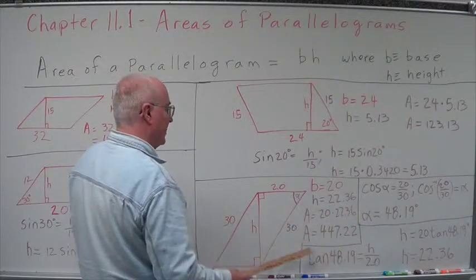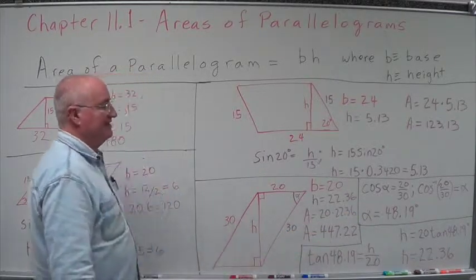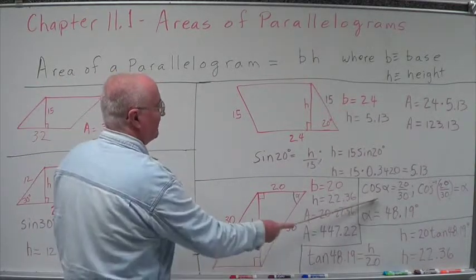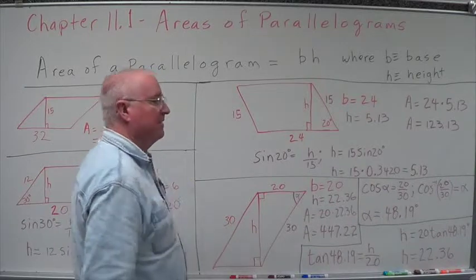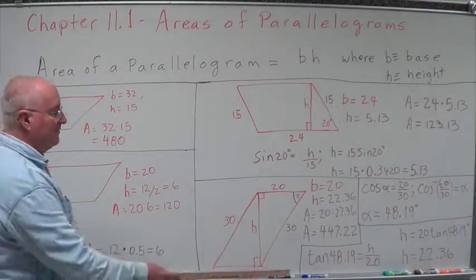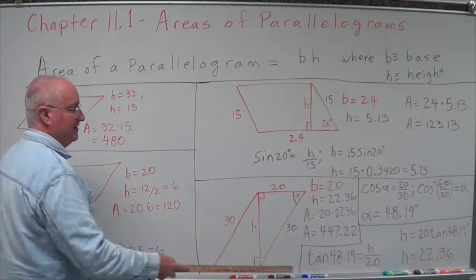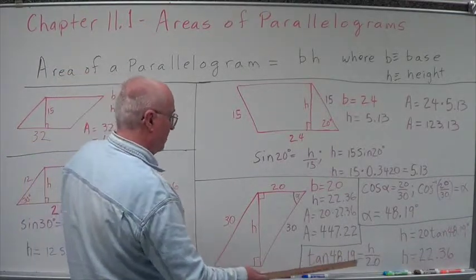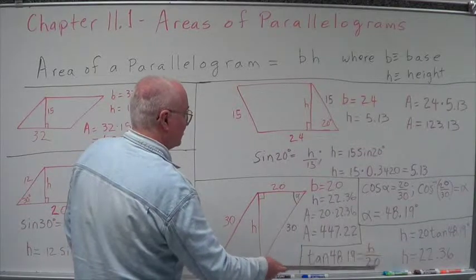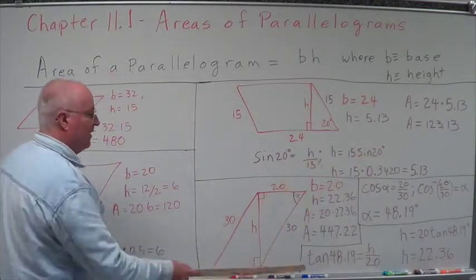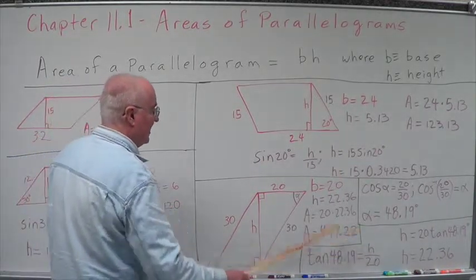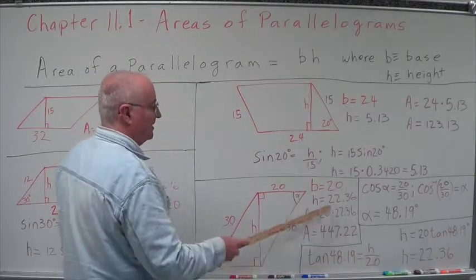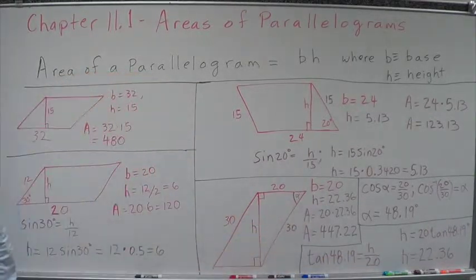Multiply those two together, and we get the area is 447.22. Now this is a little busy. This is the first step. We have to find out what that angle is. Once we find the angle, then we can use it to find the height. We could have used either the sine of 48.19, and that would have been h over 30, and gone that way. I chose to use the tangent of 48.19, which is h over 20. Find the height, then we can plug the height back into our equation.